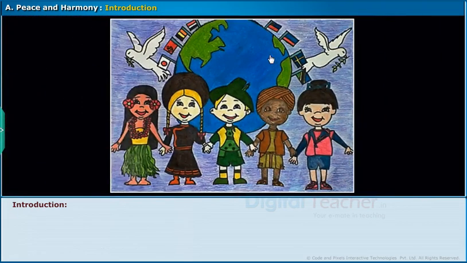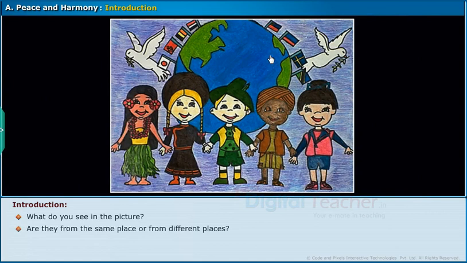Observe the image carefully and answer the following questions. What do you see in the picture? Are they from the same place or from different places? Are they happy or unhappy? How can you say? Are they friends or enemies?